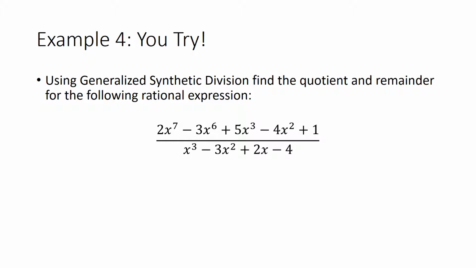You try. Using generalized synthetic division, find the quotient and remainder for the following rational expression. 2x to the 7th minus 3x to the 6th plus 5x to the 3rd minus 4x to the 2nd plus 1, all of that divided by x to the 3rd minus 3x to the 2nd plus 2x minus 4. And I recommend you pause the video here to give you time to try to build the table.